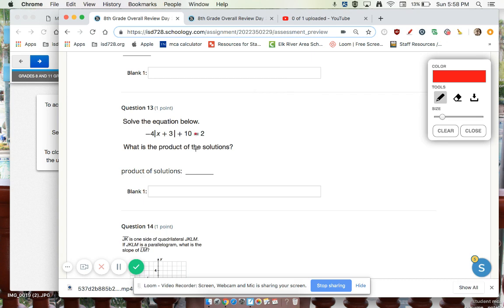So we're going to go through and solve this one first, and then at the end find the product of the solutions, which means multiply. So I'm going to minus 10 to both sides. And when I first made this, I was like, ooh, it's going to be no solutions. But then I realized that before I solve, I'd have to get rid of this negative 4 times the absolute value. So now I have negative 4, absolute value, x plus 3, absolute value, and then I have equals 2 minus 10 right here. 2 minus 10 is negative 8.